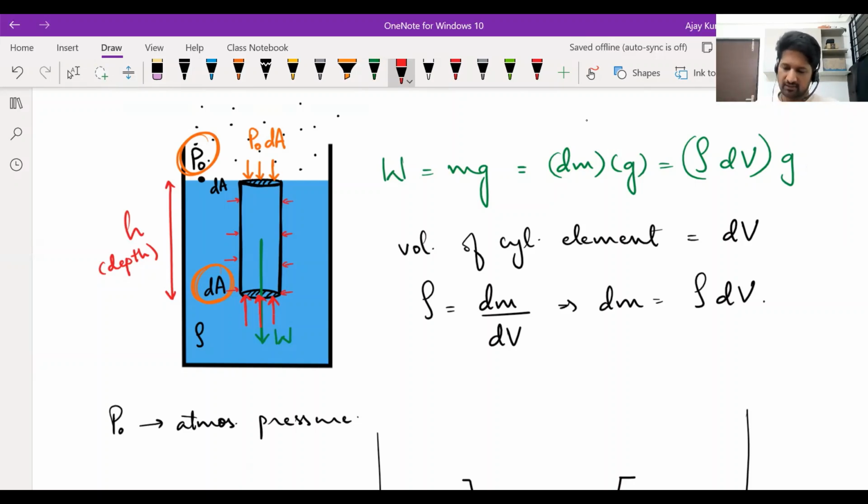Now, the force that is acting from below can only be expressed in one way. Let's say the pressure at depth H is P, and the area is dA. Then the force acting on that area, on the base, will be P into dA. On the upper surface, it is P naught into dA, atmospheric pressure multiplied with area. On the lower surface, it will be P multiplied with dA, pressure at that level multiplied with the area.